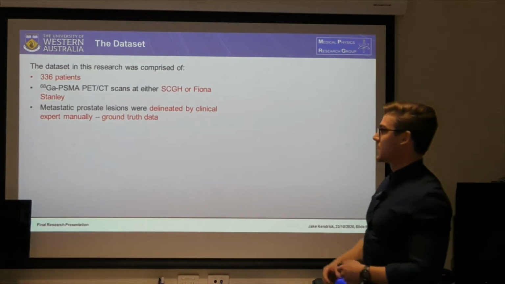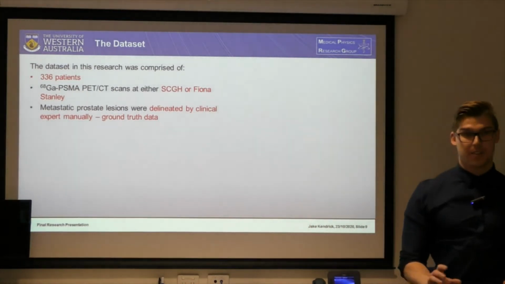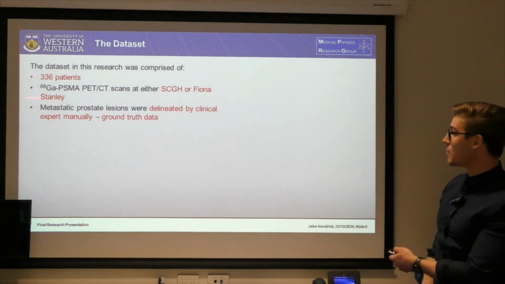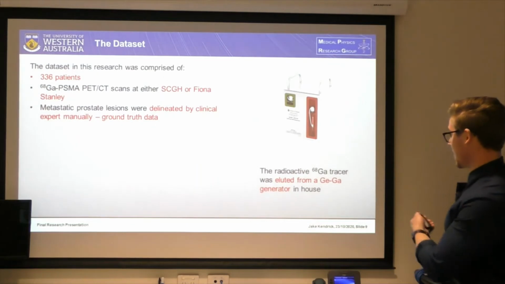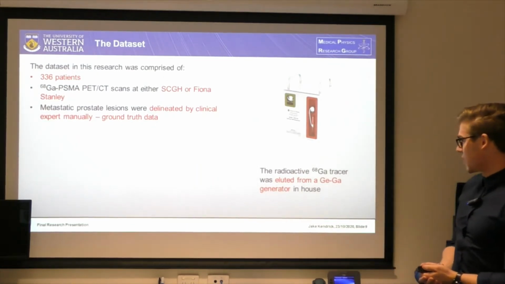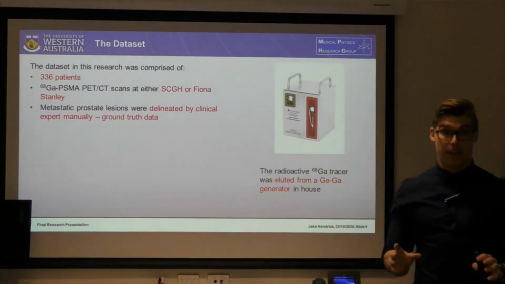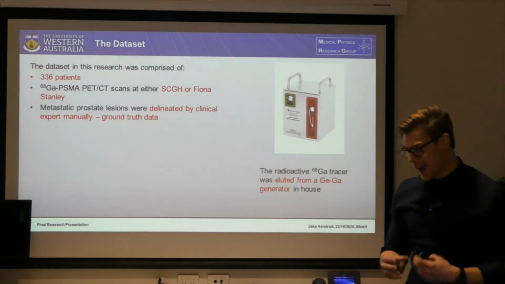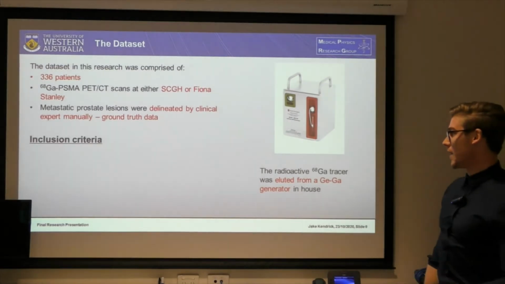So by way of methods, the data set in this research was comprised of 336 patients, each of which received a gallium PSMA PET-CT scan at Charlie's or Fiona Stanley. The radioactive gallium was eluted from a germanium gallium generator in-house, and the metastatic prostate lesions in each case were manually delineated by a clinical expert. And that served as the ground truth data that was subsequently used to train the convolutional neural network.